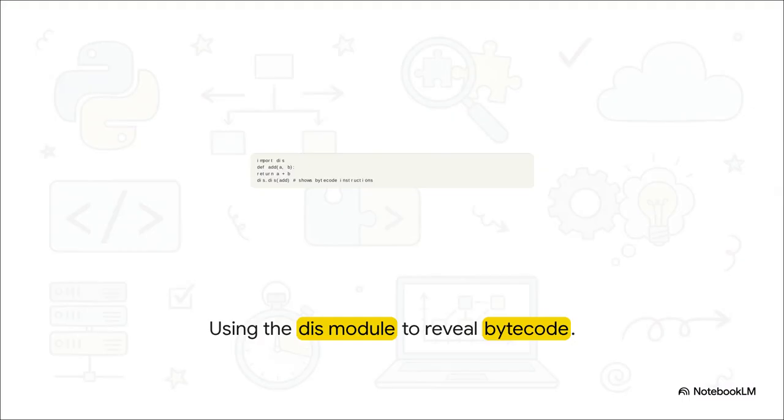And this brilliantly illustrates that you don't just have to take my word for it. By importing Python's built-in dis module, which is short for disassemble, you can literally look under the hood yourself. You pass a simple addition function into dis.dis and watch Python reveal the exact bytecode instructions the virtual machine is executing. It's just a fantastic way to visualize that compilation step.